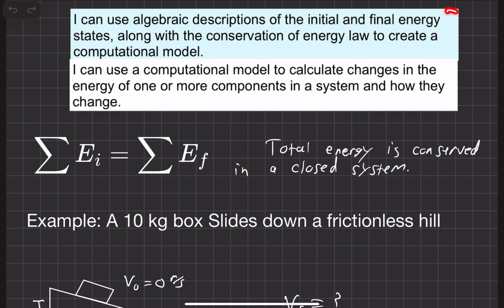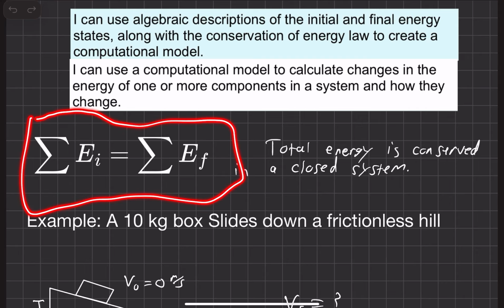The first one is essentially I can create the expression for the conservation of energy and fill in the right values, or not necessarily numerical values, but the right sources of energy, setting the final equal to the initial amount of energy. And the second one is I can use the computational model that you just created to calculate a value. So one is basically setting up the problem, and the other one is solving it. These two learning objectives are in the same process, and are often assessed in the same way. So let's get down to business.